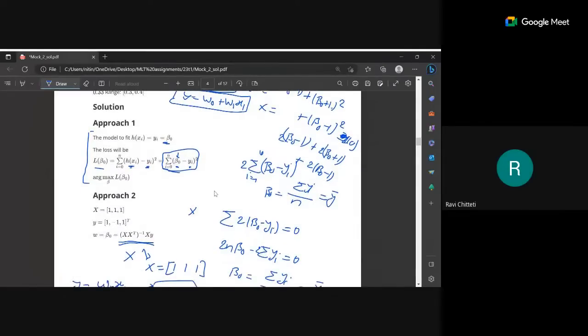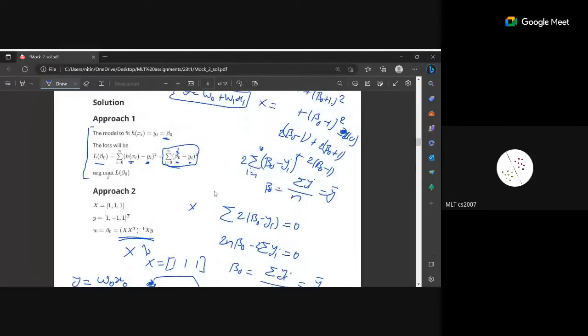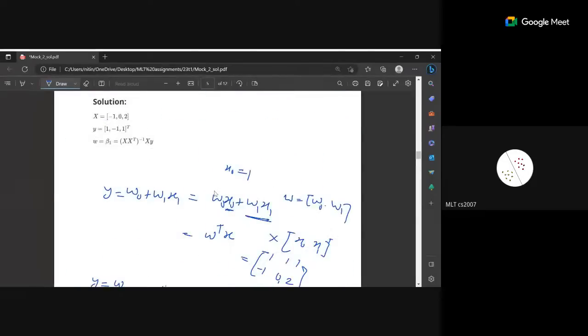Can we use approach one for the second part of the problem also? No. Approach means if you find the loss function and take the derivative with respect to W0, W1, that's how we arrived at this formula. You can go that way as well, but that will take time because you have to take the derivative with respect to W0 and W1, and then find the formula, summation over xi yi upon summation xi square. All those formulas come from taking the derivative and setting it to zero. So that's how we can get this formula.